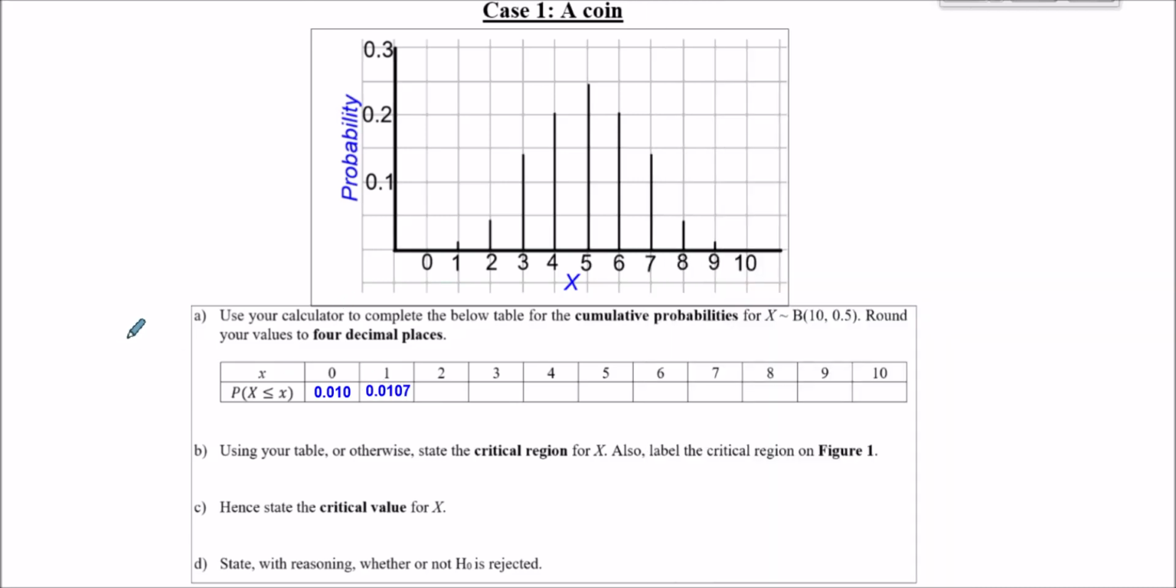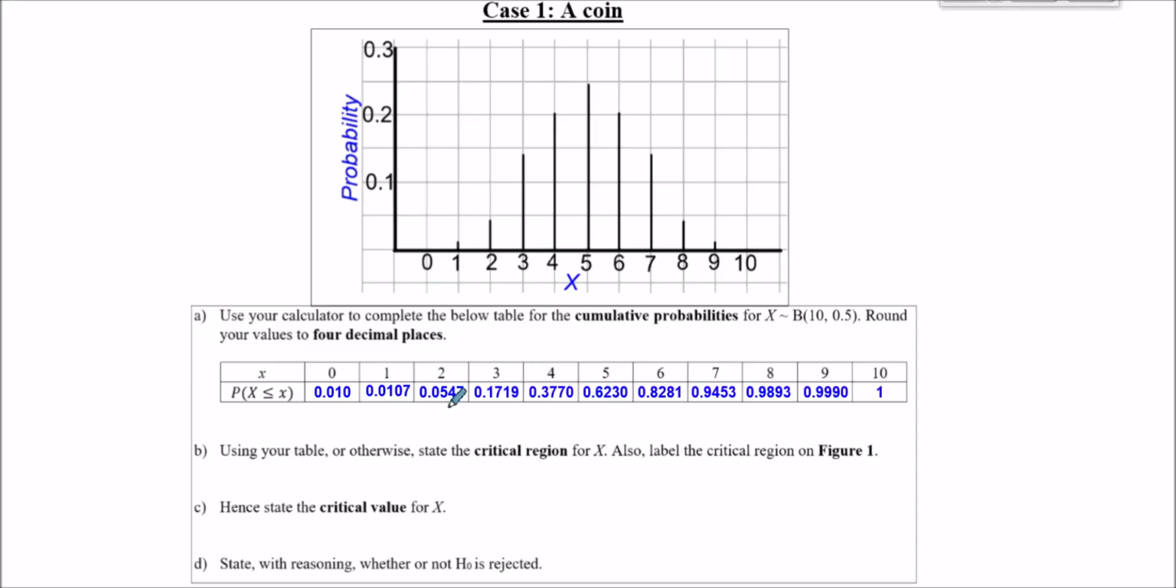So pause the video. I want you to just work out, if you can, the next probabilities from 2 all the way up to and including 10. If nothing else, just to recap how to use your calculator to work out the binomial cumulative probabilities. Okay, so without further ado, here are the completed probabilities. Just check yours are the same as mine.